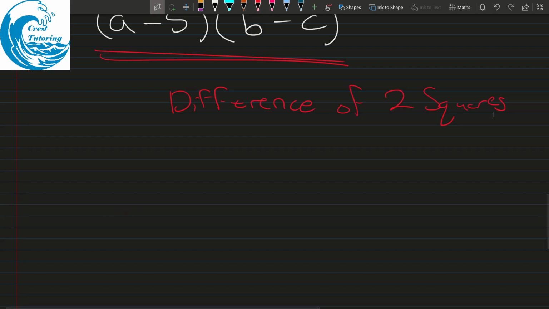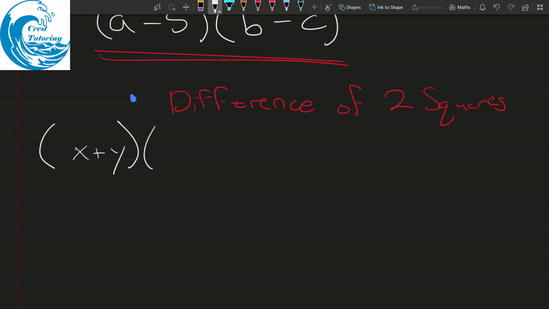Okay, and this is probably the easiest one that you can do. There's a very simple formula to it. I'll show you the formula to start off. It's just x plus y, x minus y. Okay, that's your formula for it. And I'll explain what that means now.